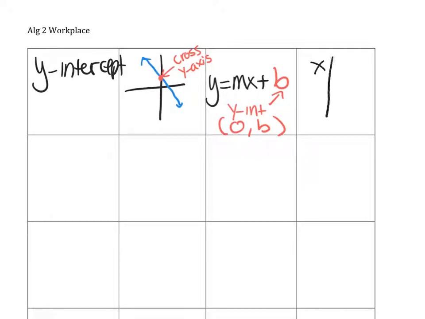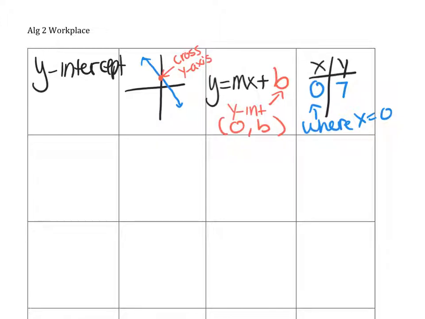Okay, so then in a table, if I was trying to find the y-intercept, what could I look for to help me identify it? Where x is equal to 0. Where x equals 0. Okay, so the y-intercept is one.